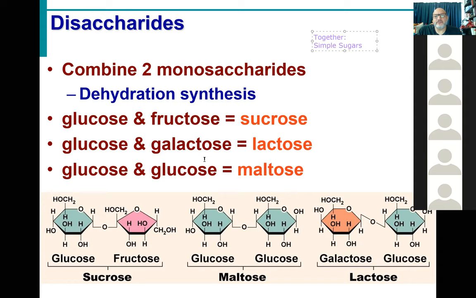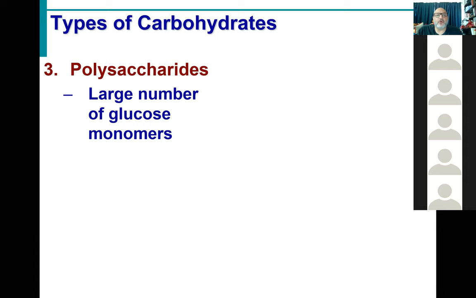However, we don't necessarily need to use all our fuel all the time. So sometimes we need to store that. And when we want to store those, or we want to use them for structures, we are going to use polysaccharides. Polysaccharides are primarily made from a large number of glucose molecules. You probably haven't thought of it in these terms, but you are absolutely aware of this because many of you took advantage of this morning for breakfast.